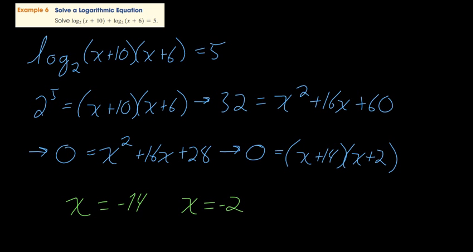Well, now I have to plug these in. Let's plug in negative 14. Negative 14 plus 10 is a negative 4, so that tells me right away that's a no-go. So this is not a solution. Now let's plug in negative 2. Negative 2 plus 10 is a positive 8, we're good. Negative 2 plus 6 is a positive 4, we're good. So x is equal to negative 2 is our only solution.